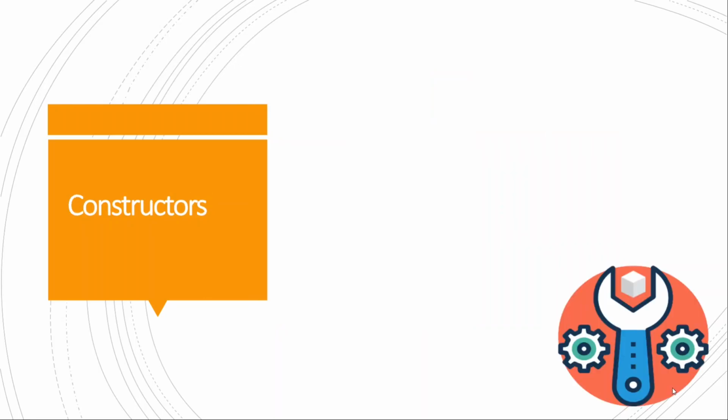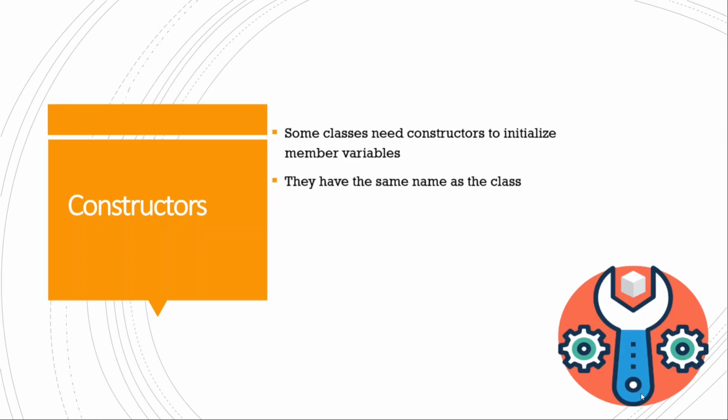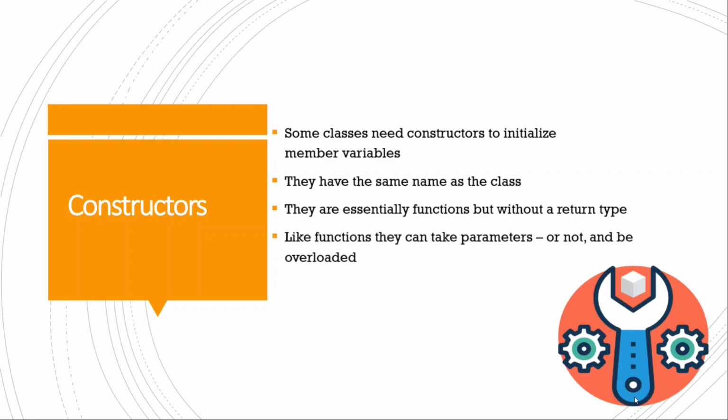Now each class has access to a feature or utility known as a constructor. Now some classes need constructors to initialize member variables. Also, constructors have the same name as a class. They are essentially functions, but without a return type. Also, like functions, they can take parameters or not, and they can also be overloaded.